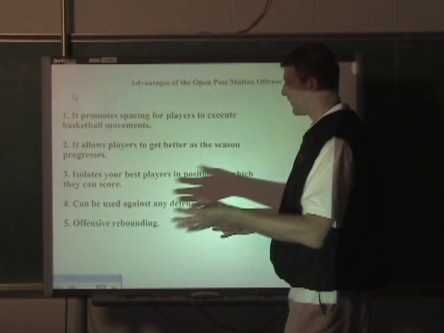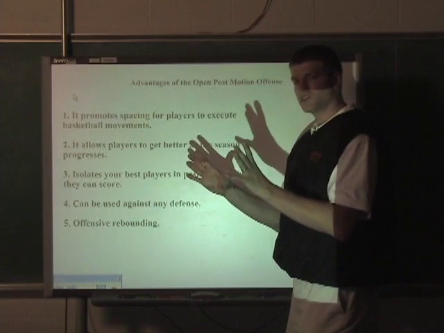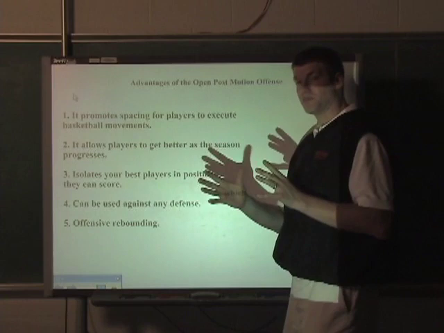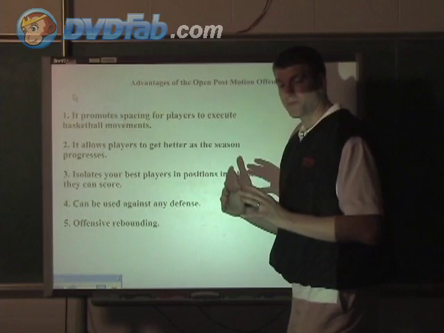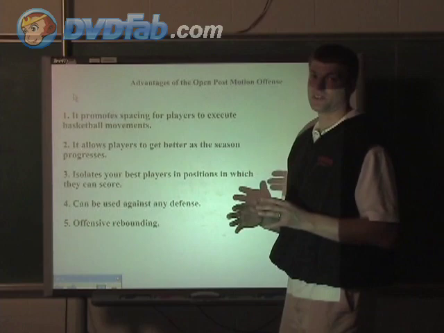The last advantage to running the open post motion offense is offensive rebounding. With each of these players spread 15 to 17 feet and a shot goes up, either a long three, something from the mid-range, or even in the block, a player that can get a step early to the right or to the left of their opponent has a definite advantage to either get a piece of the basketball or actually get an offensive rebound and put it back in.